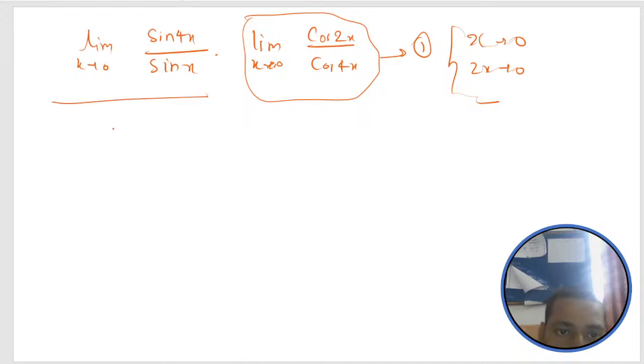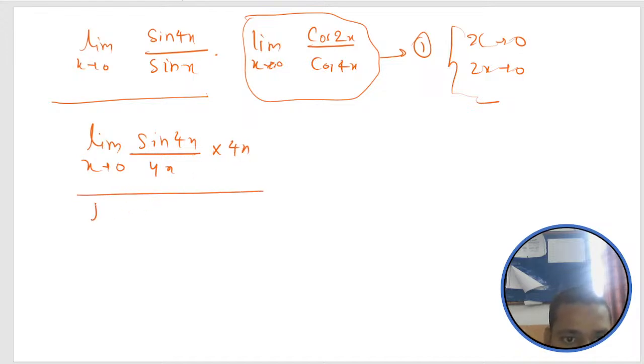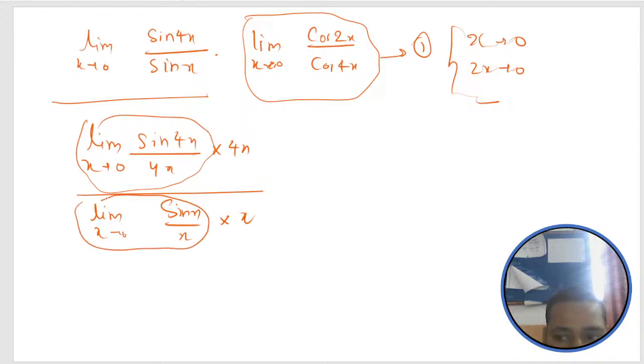And for this one, students, you know that limit x tending to 0 of sin 4x, we divide and multiply by 4x, correct? And for sin x, we divide and multiply by x. This is going to be 1 and this one also is going to be 1. Then 1 multiplied by 4x upon 1 multiplied by x. x and x cancel, the answer will be 4. Vaishnavi and Ayush, have you understood this question?